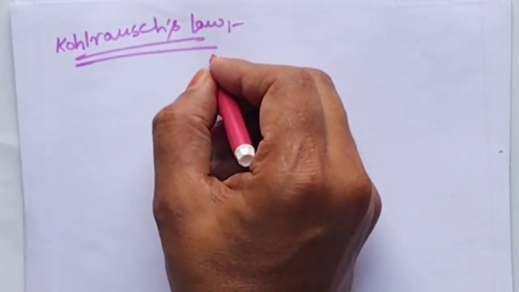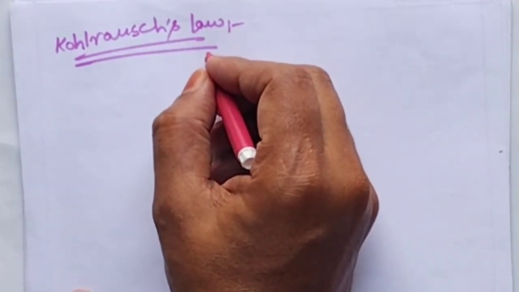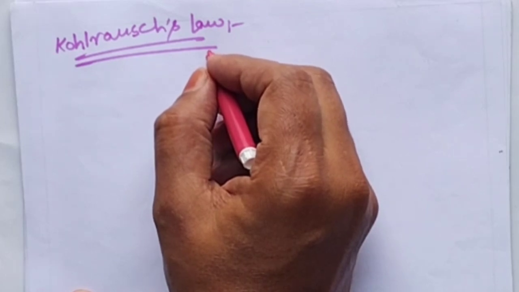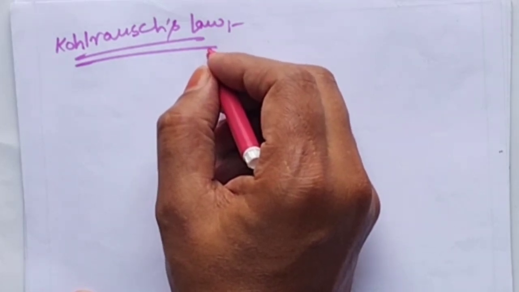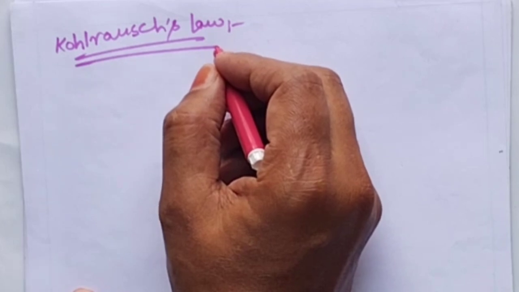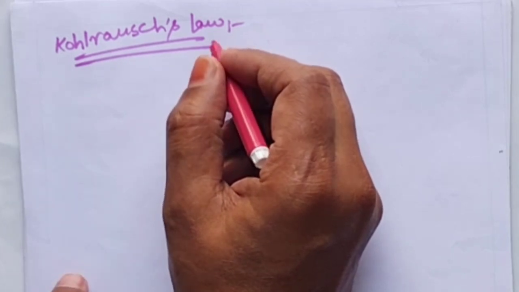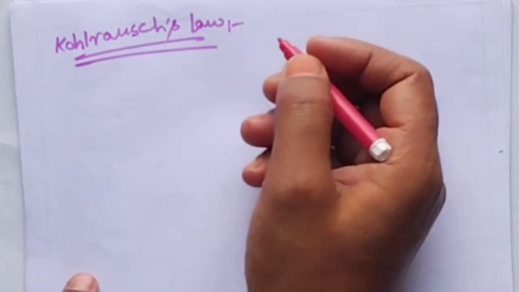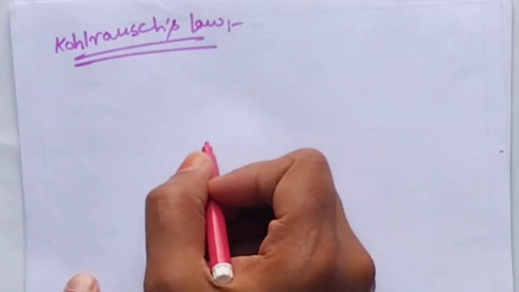According to this law, at infinite dilution, each ion of an electrolytic solution contributes a definite amount of equivalent conductance to the total value regardless of the nature of the other ions present.